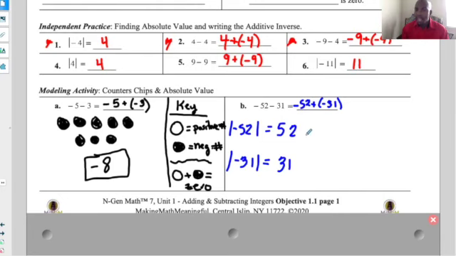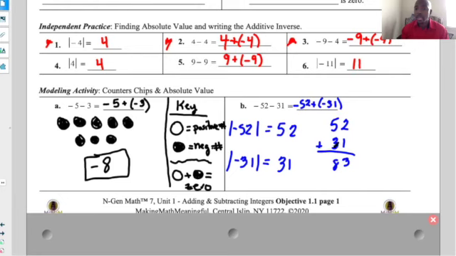Okay? Now, what are we going to do with these numbers? What I want us to do is after we take the absolute value, we're going to add these two numbers together. We're going to say, okay, what is 52 plus 31? Right? If you do 2 plus 1, you get 3. 5 plus 3, you get 8. Boom. Our answer is 83.